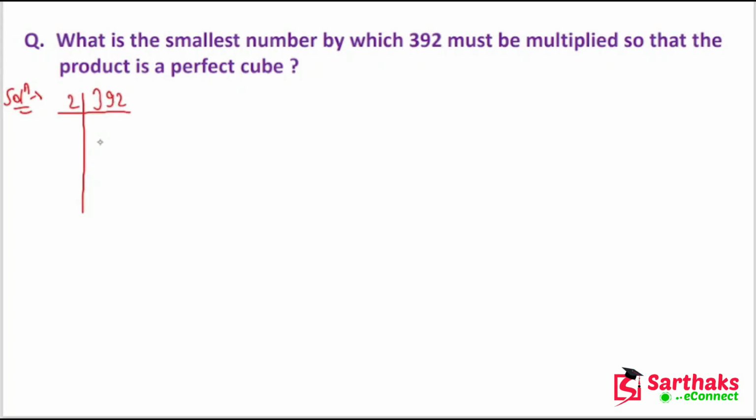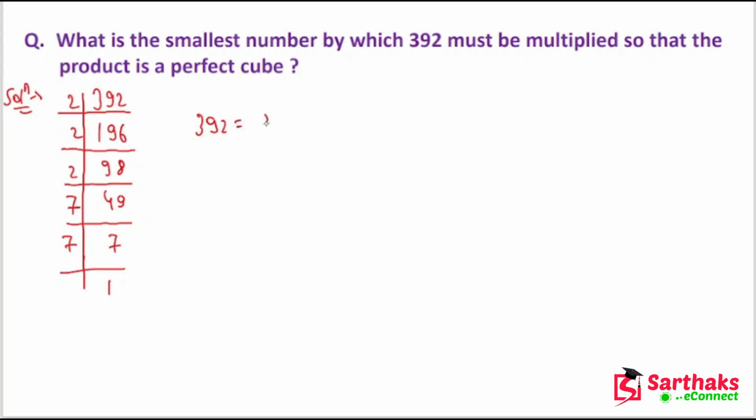So let us divide by 2, so we'll get 196. Again, if we divide by 2, we'll get 98. Again, if we divide by 2, we will get 49. Now clearly there are 3 2's, so it is a complete triplet. Now if we divide by 7, we'll get 7 and then again 7. So from the figure only we can see this prime factorization, then one 7 is short from the triplet. So 392 is nothing but 2 into 2 into 2, which is making a perfect triplet, into 7 into 7.